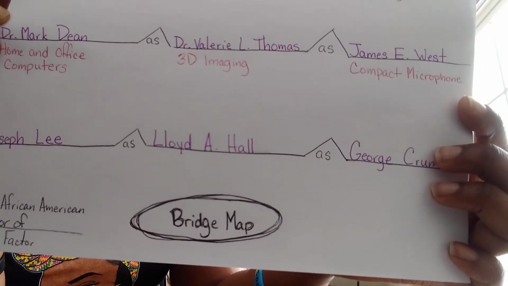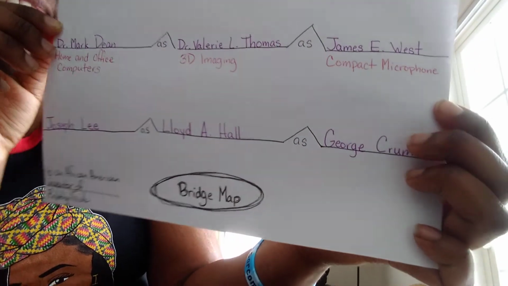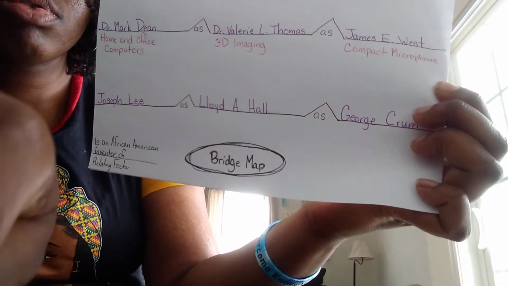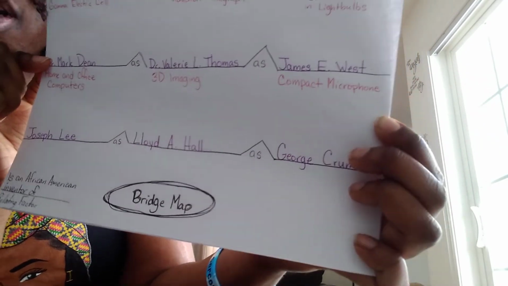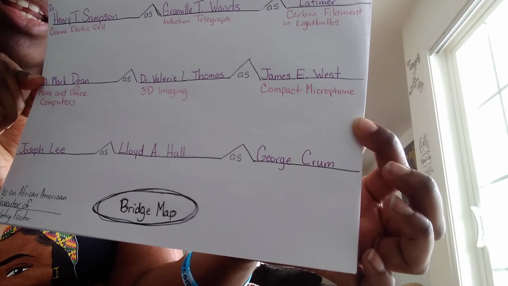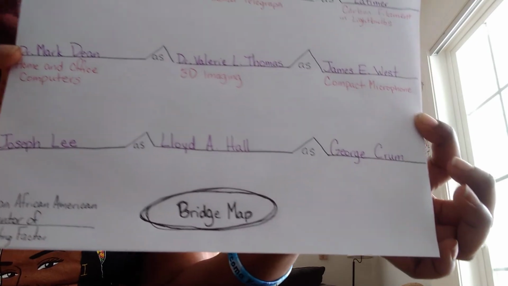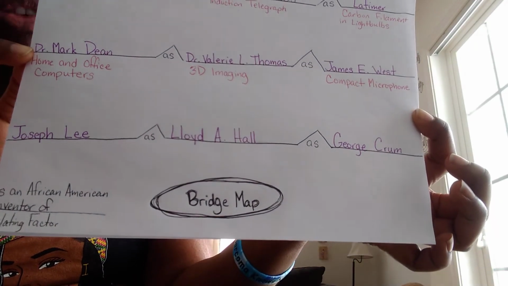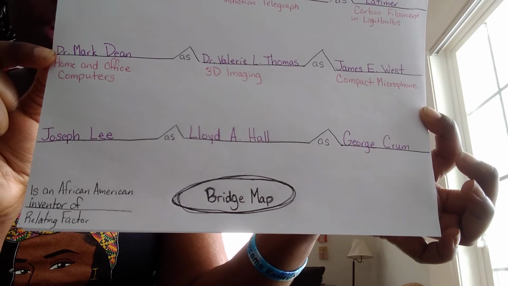Now, James E. West created a compact microphone. So the fact that I am able to record this right now, because I'm recording it on my phone, is thanks to James E. West, because he made a microphone small enough to fit inside a cell phone. So I'm going to leave this up, because I also put down the 3 other inventors we're going to learn about in the next chapter.